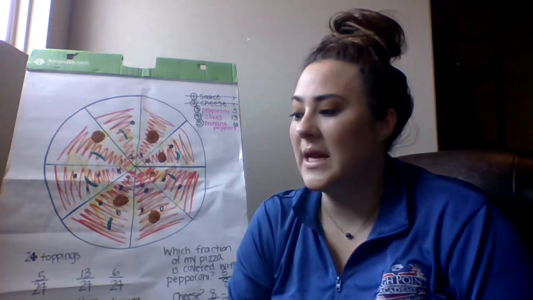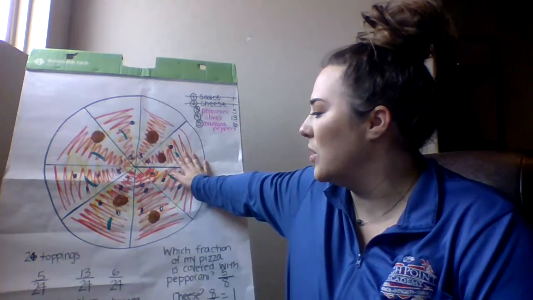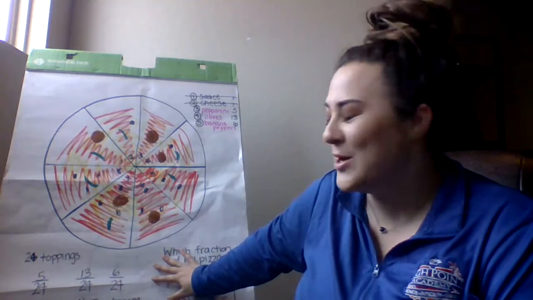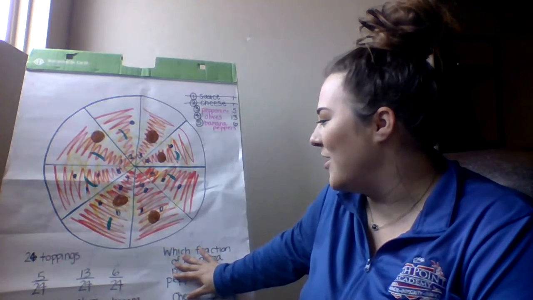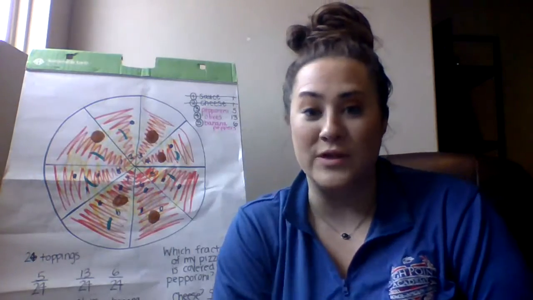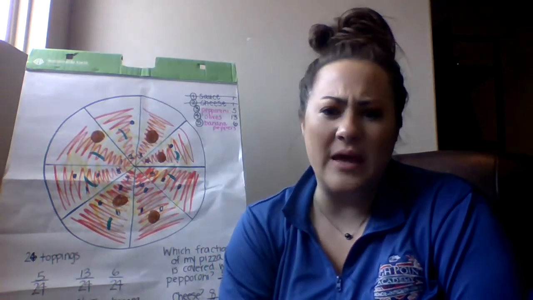Okay, for math today, what I need you to do is finish your fraction pizza. Now, after I assigned the fractions for the toppings, you guys might have realized, oh, I overdid it. I have like 100 toppings. It's impossible to count. It's okay if you did it that way.